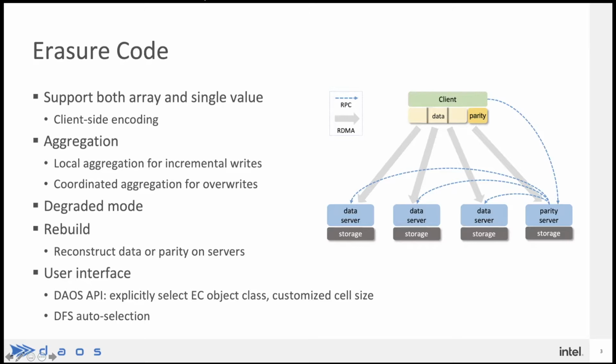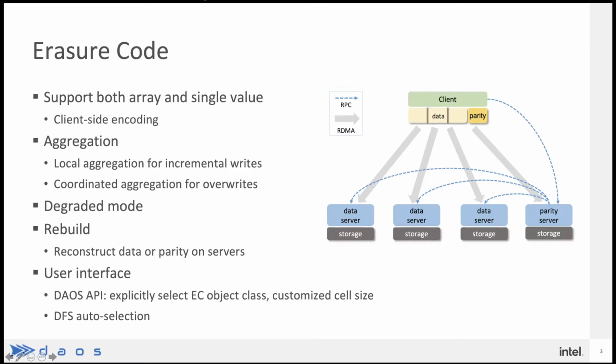And the user actually has two ways to use EC in DAOS. The first way is to use the low-level API and specify the EC object class for the object during I/O. On the other hand, if the user is using DFS, then based on the redundancy requirement of the user and the size of the storage pool, I mean the number of engines in the pool, DFS will automatically choose EC for the file.